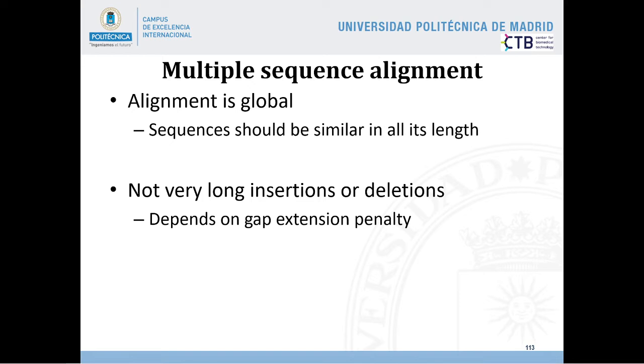So usually the multiple alignment assumes that the sequences that we are aligning are similar in all of the length of the sequences, and that they behave well like global alignment algorithms. So they also assume that there are not many long insertions or deletions in the sequence that we are aligning, and therefore maybe some sequences may provide us good multiple alignments, but others no.